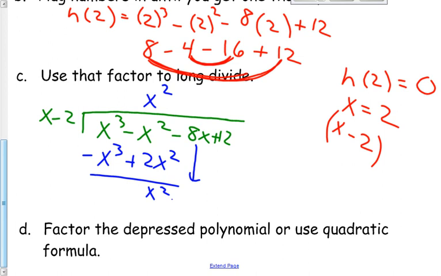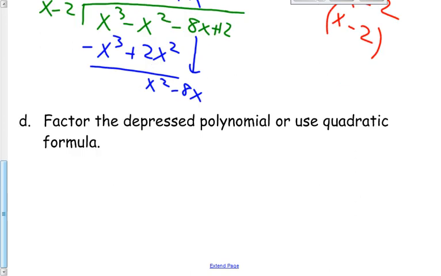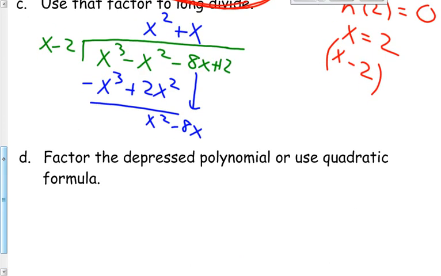Bring down the negative 8x. X times what is x squared? X times a positive x is x squared. So now multiply it down. X times x is x squared. And x times the negative 2 is a negative 2x. So now we get a negative, oopsie, change the signs on both of them. So we get a negative 6x. And then bring down the 12.